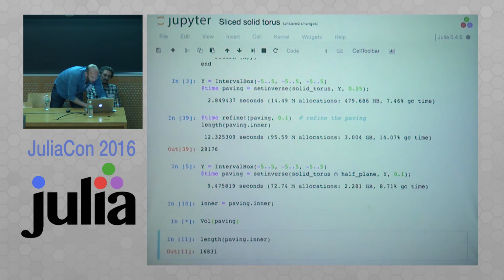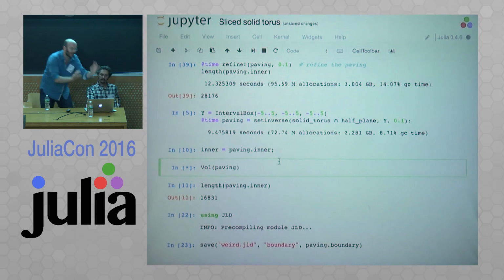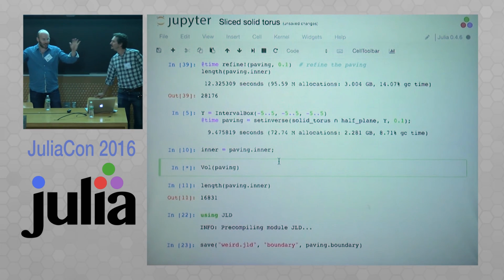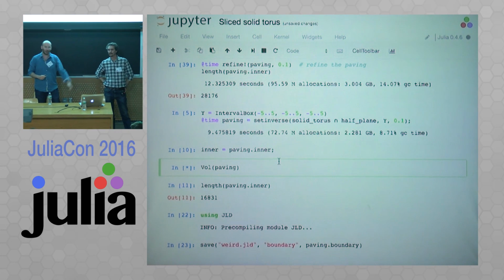And I can, for example, calculate the volume of that thing. Well, okay, I shouldn't have done that. But I can calculate the volume of it, and it gives me an interval bound for the rigorous volume of this set. So I think that's the end. So basically, yeah, Julia is highly composable, and there are just these great packages that you can put together to do cool things.